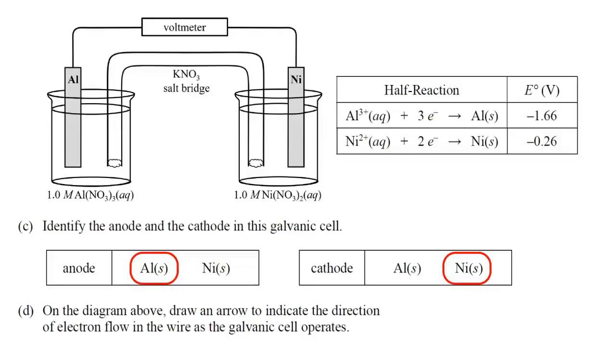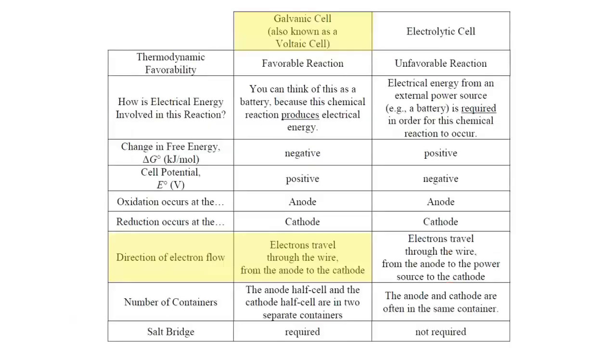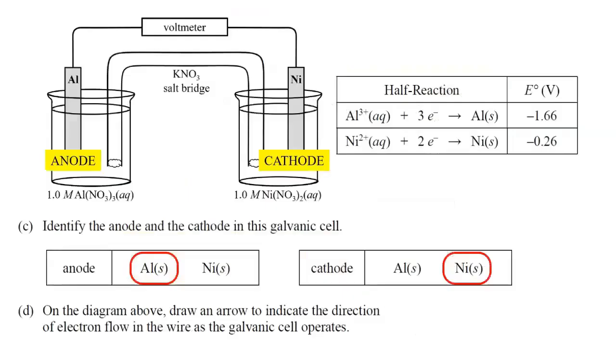In part D, it says, on the diagram above, draw an arrow to indicate the direction of electron flow in the wire as the galvanic cell operates. So another important feature of a galvanic cell is the direction of electron flow. Electrons travel through the wire from the anode, where oxidation occurs and electrons are lost, to the cathode, where reduction occurs and electrons are gained. So because electrons are traveling through the wire from the anode to the cathode, then you might draw arrows along the wire in this direction. So there's the answer to parts C and D of this question.